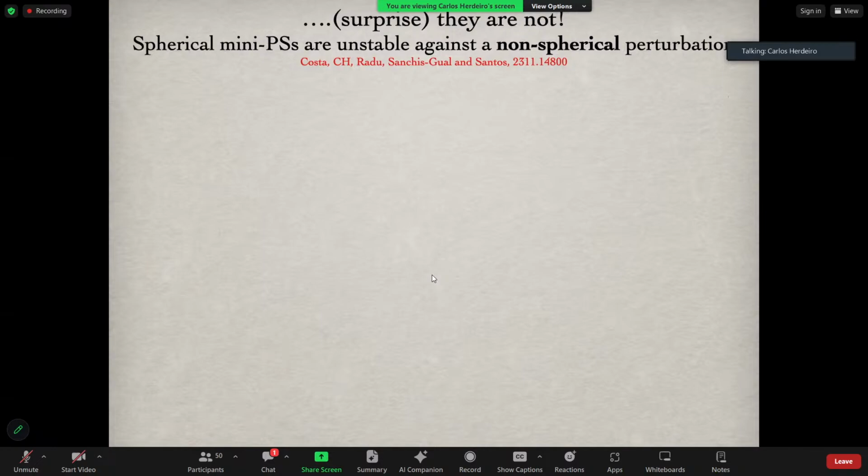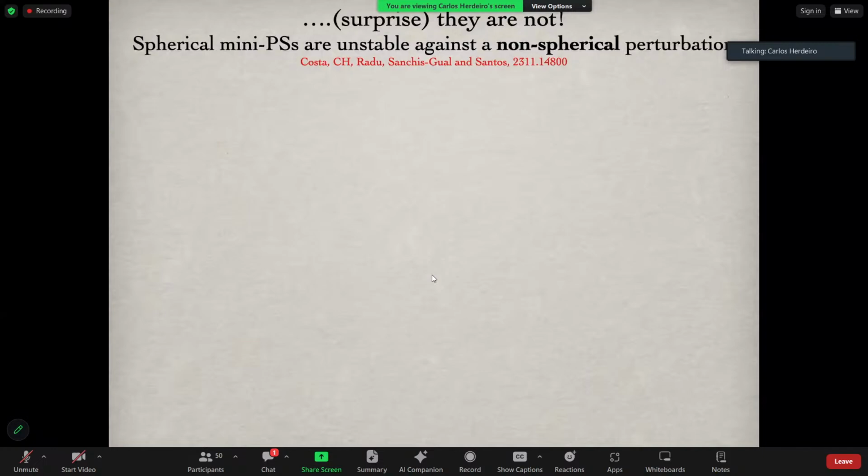And this is, I thought, a very interesting, surprising result. It was reported in this paper here, and I would like to tell you about it. But before I discuss it, let me revisit the scalar case and tell you another feature about these bosonic stars.